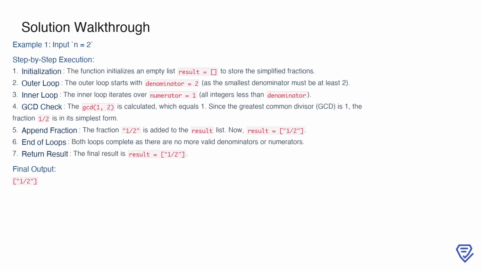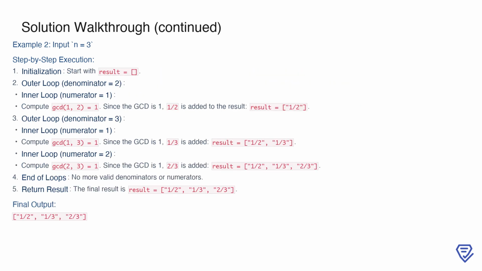After this, both the outer and inner loops end because there are no more valid denominators or numerators to process. Finally, we return the result list, which contains the single fraction, 1/2, as the output for this input value of n equals 2. Now let's consider the case when the input is n equals 3. As before, we initialize an empty list, result, to store the simplified fractions. The outer loop begins with denominator equals 2, and within this, the inner loop sets numerator equals 1. We calculate the GCD of 1 and 2, which is 1, so the fraction 1/2 is added to the result list. Now, result contains 1/2.